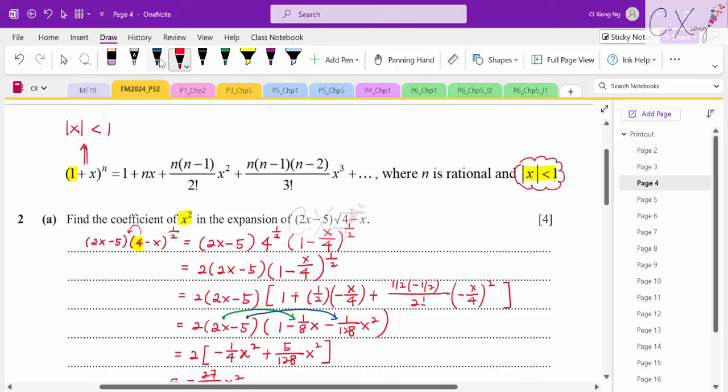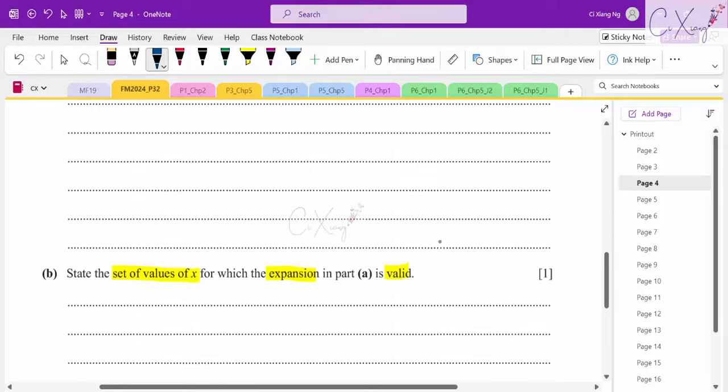Same thing happens for my expansion here. This is my expansion, 1 minus x over 4. So when I want to write out the valid values of x, it should be modulus x over 4 smaller than 1. I'm going to apply this in our part B now.